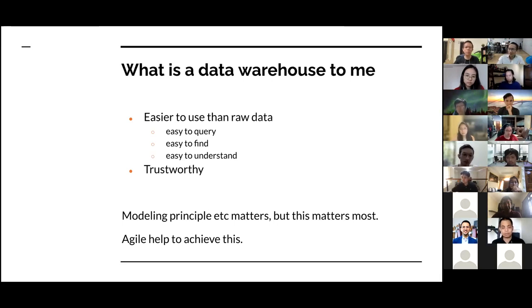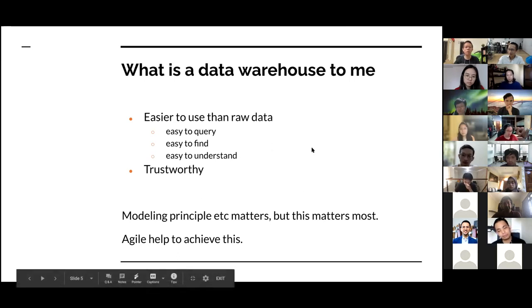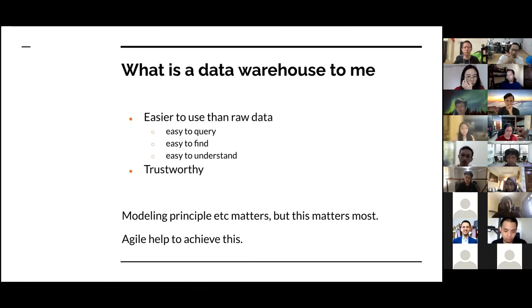So modeling principles matter, but in my opinion, achieving this goal matters most. So sometimes there are trade-offs in doing the modeling versus, okay, making it easy to use, etc. So we need to constantly make those decisions. And in a way, Agile helped to achieve this, because as an engineer, I tend to be idealistic with the design, but it might not be that easy for our users to use. So having a close collaboration with the user helped to validate whether the model makes sense or not.